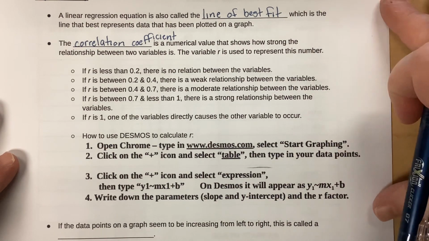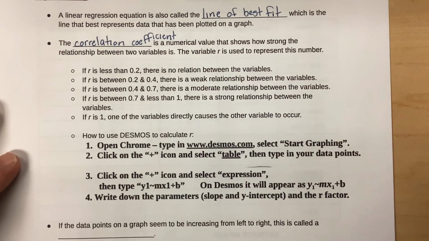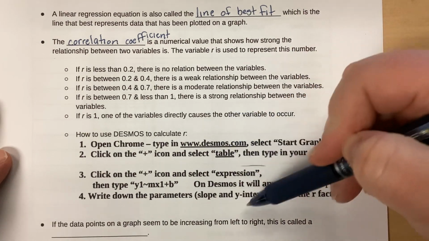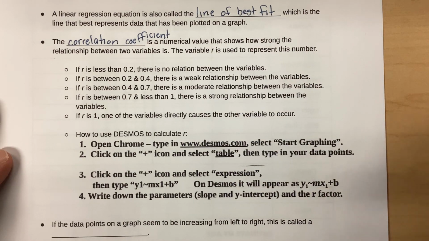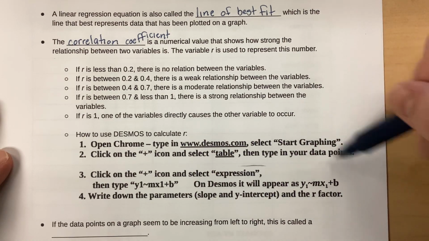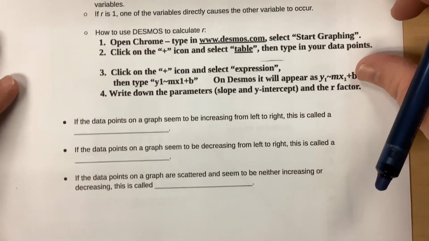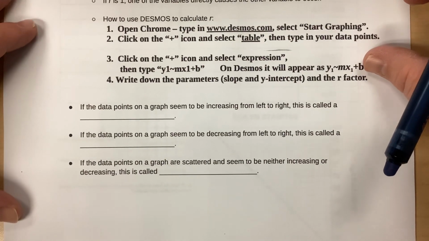It's not very common. Now, to calculate the line of best fit and the correlation coefficient, we are going to use Desmos. So I have put all of the directions here for you in order to have a reference point when you're practicing these. So I'm not going to go over them right this second because in this packet we are going to do some practice problems. All right, so moving on to more definitions.